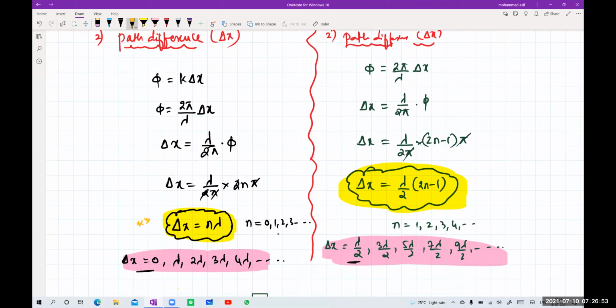So where are the points at which we are getting the maxima? At x equals 0, we get maxima. At x equals lambda, we get maxima. At x equals 2 lambda, 3 lambda, 4 lambda, go on like that. Those are the points where we are getting maxima.